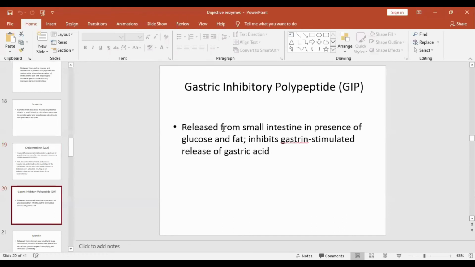GIP, gastric inhibitory polypeptide. Another important hormone, we can say, is gastric inhibitory polypeptide. It is released from the small intestine in the presence of glucose and fat. And it inhibits the gastrin-stimulated release of gastric acid.